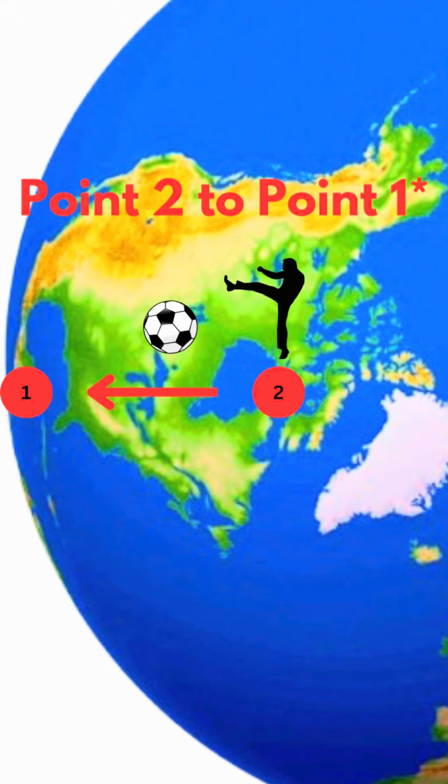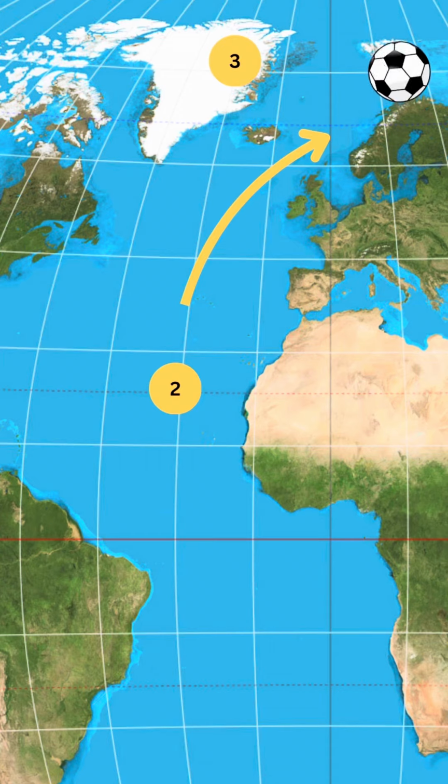Now, let's say you kicked a ball straight from point 1 to point 2. If you look from space, the ball actually tends to curve left. The opposite is true if you kick the ball from point 2 to point 3. The ball actually curves right.